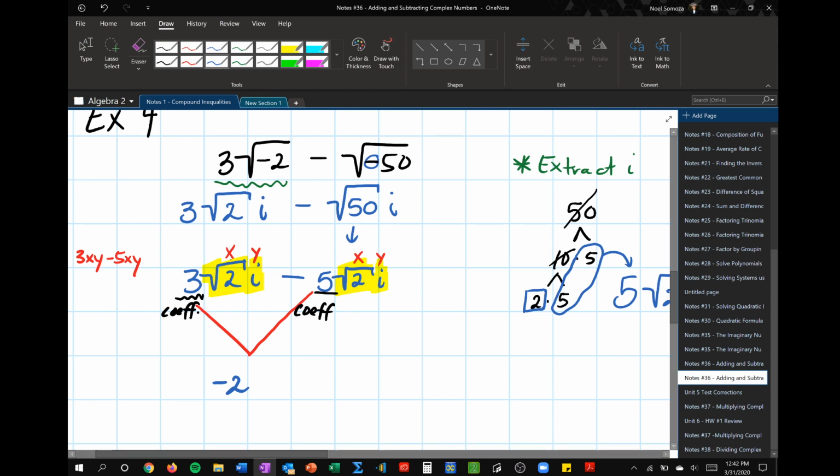The rest is grouped together, because they have the same thing, so you just bring this down. So it's going to be negative 2 root 2 i, and that's it.